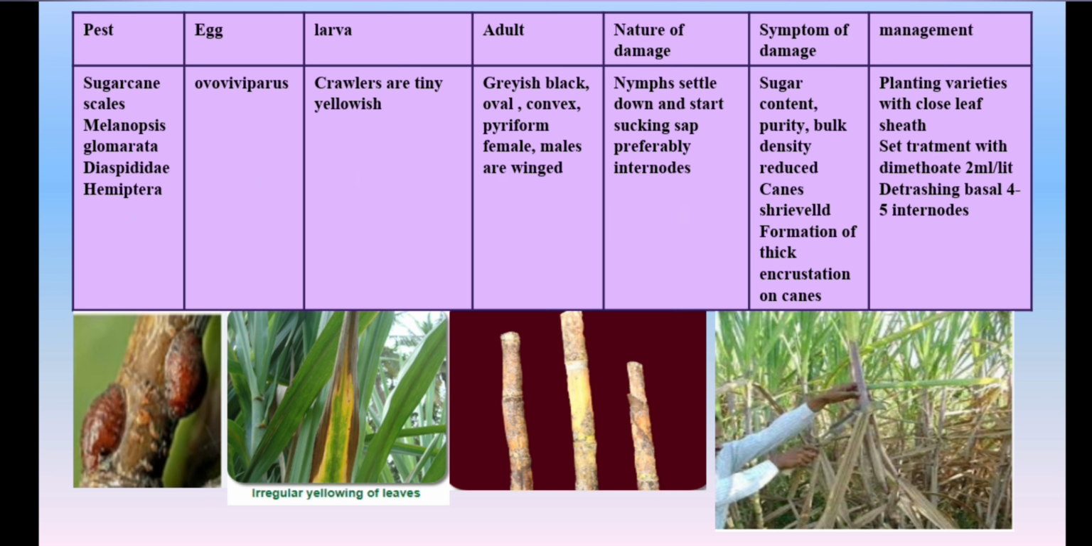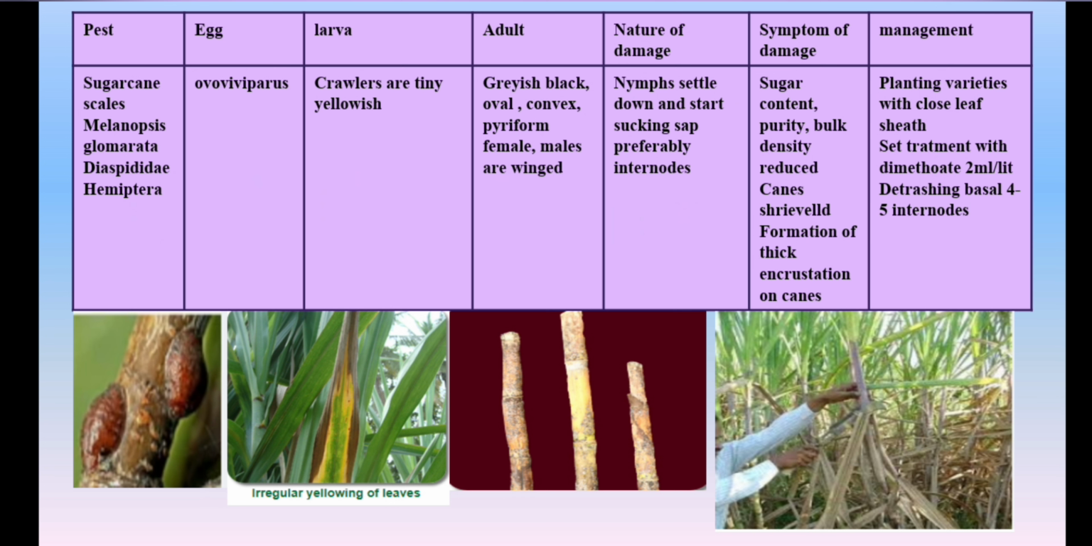Nature of damage. So what will these scales do? These will suck the sap. Nymphs will settle down and start sucking the sap, preferably at the internodal region. Nymphs and adults will both suck sap. So what happens to the sugarcane itself? They are sucking the juice.